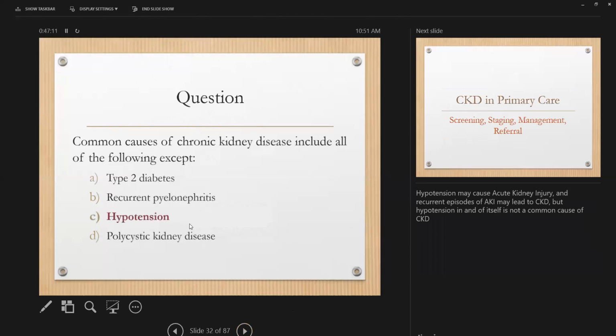Now, if the hypotension went unchecked, it would lead into the acute kidney injury, kill off the nephron, and that would turn into chronic. So what you just did in your clinical reasoning, understanding that hypotension initially has to cause acute before it can cause chronic, that is a key piece to remember.